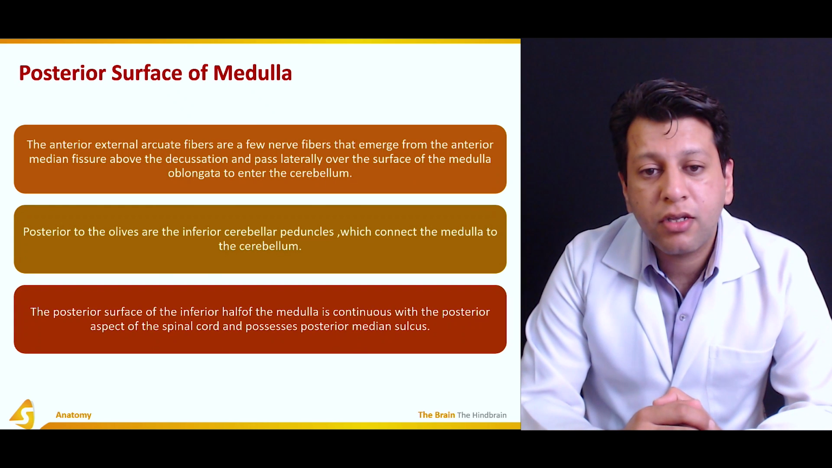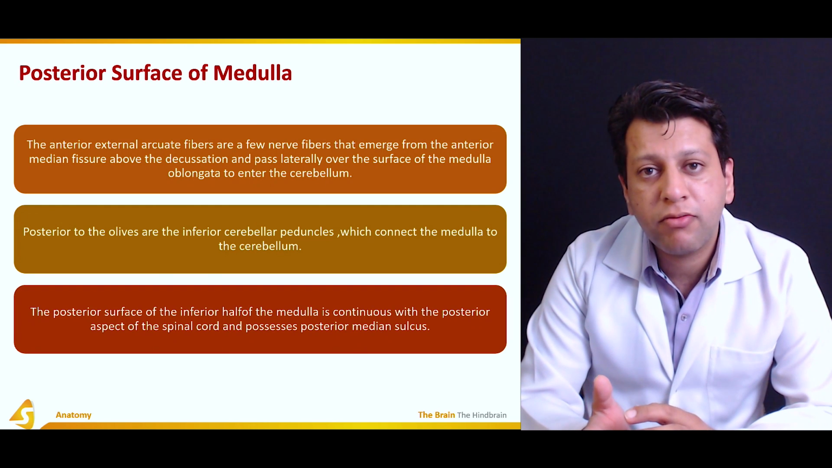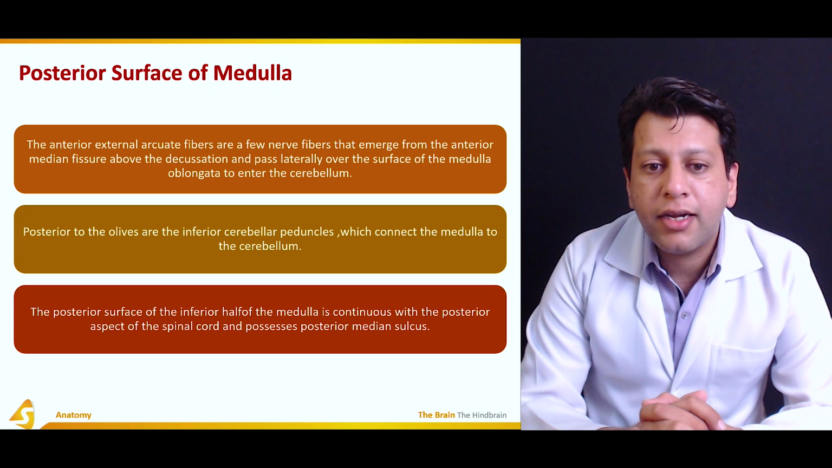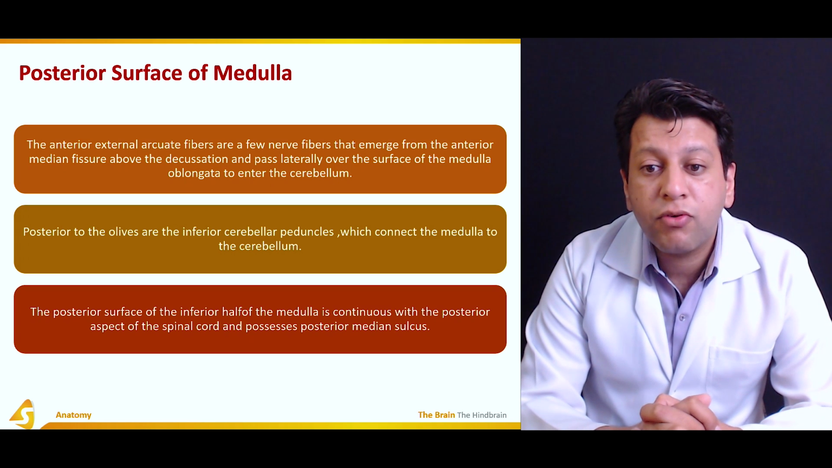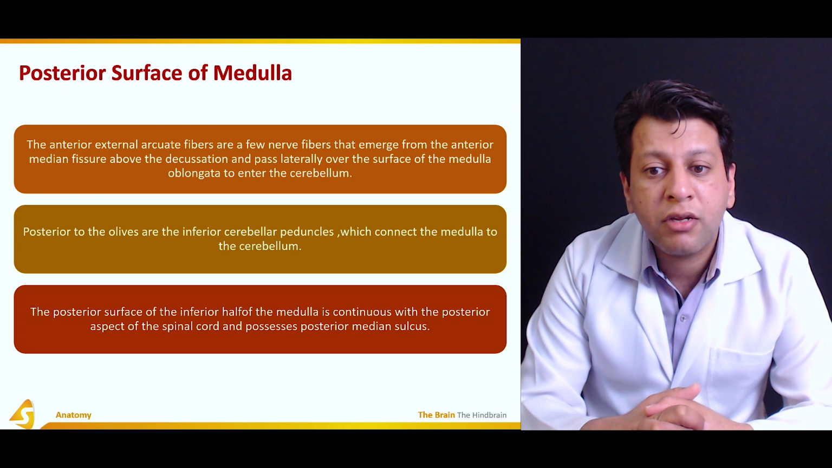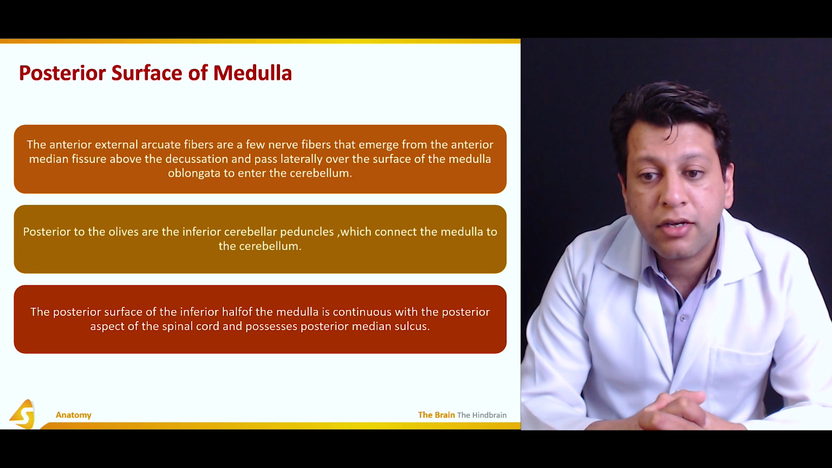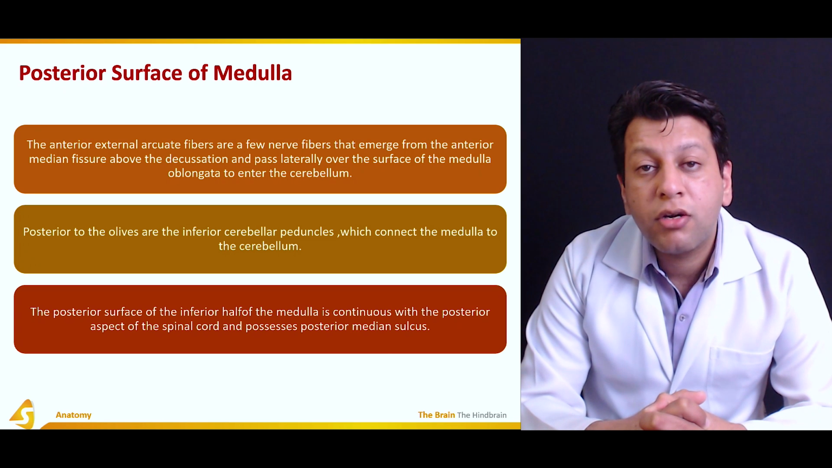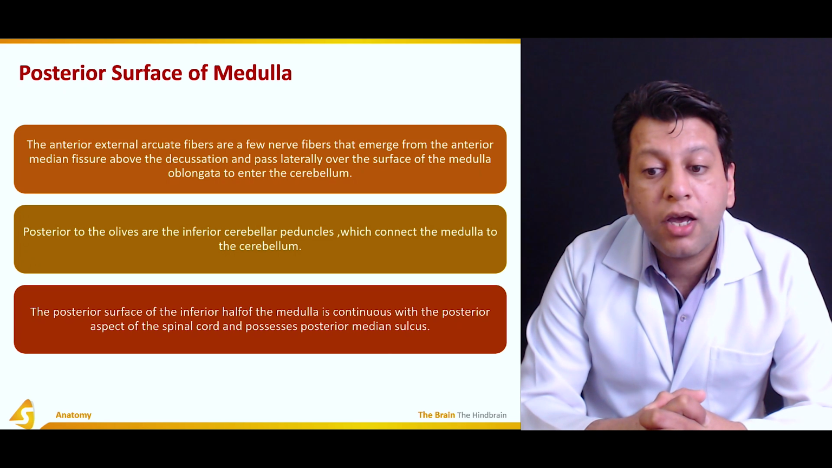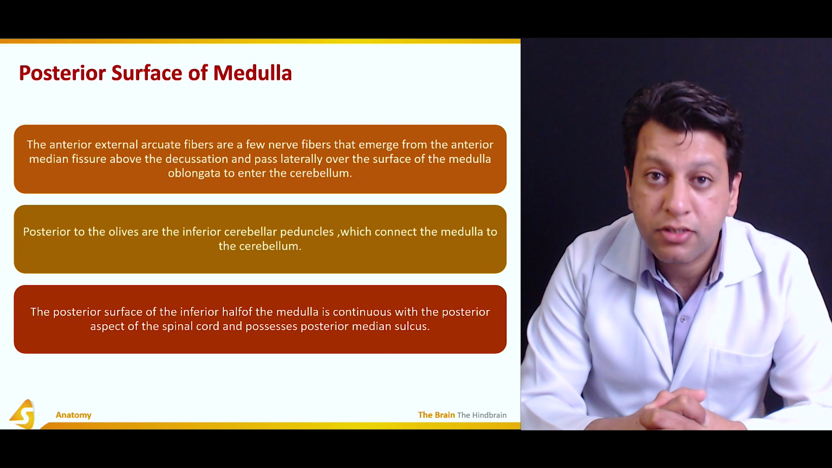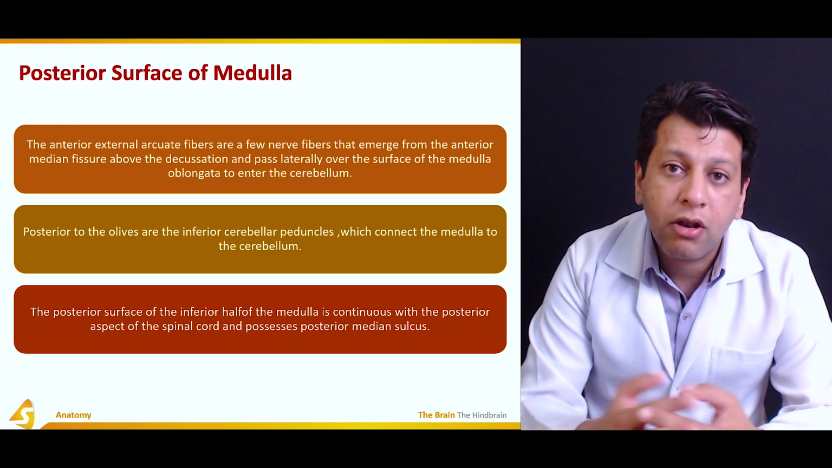Coming to the posterior surface, when we view the undersurface of the medulla oblongata, the anterior external arcuate fibers are the few nerve fibers that emerge from the anterior median fissure, as we have already discussed, and pass laterally over the surface of the medulla and enter the cerebellum. Posterior to the olives are the inferior cerebellar peduncles, which connect the medulla to the cerebellum. The posterior surface of the inferior half of the medulla is continuous with the posterior aspect of the spinal cord and possesses a posterior median sulcus, which is actually present in the spinal cord as well.